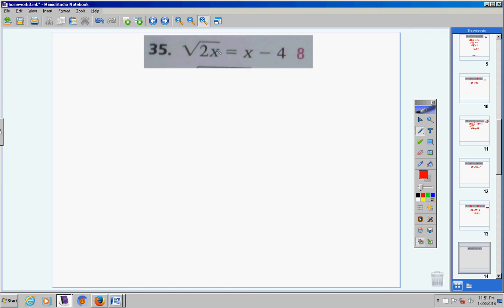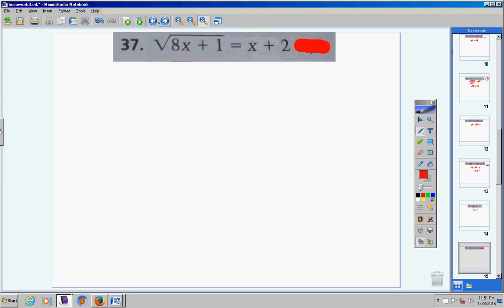Now, if you check 8, you'll get out a true statement, okay? Put an 8 right here for x. 2 times 8 is 16, so the square root of 16 is 4. Put an 8 right here. 8 minus 4 is 4. 4 equals 4. Alright? Moving on to number 36 or 37. Alright, now, same thing again. We're probably going to have to end up using the quadratic equation again, which is fine, okay? Here we go. We have a radical equation.